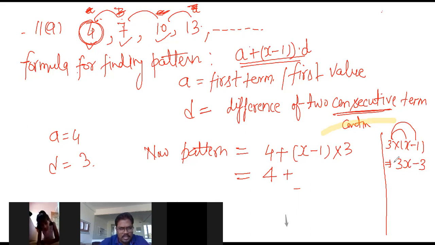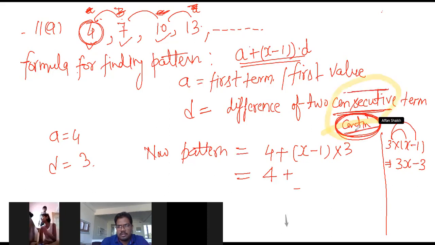Sir, what is this? This one is continuous, beta. Consecutive means continuous. 3 will be multiplied. This is the multiplication sign, and this is a bracket. The 3 will be multiplied with this one and also this one. Whatever number is outside the bracket will be multiplied to the numbers which are inside the bracket.